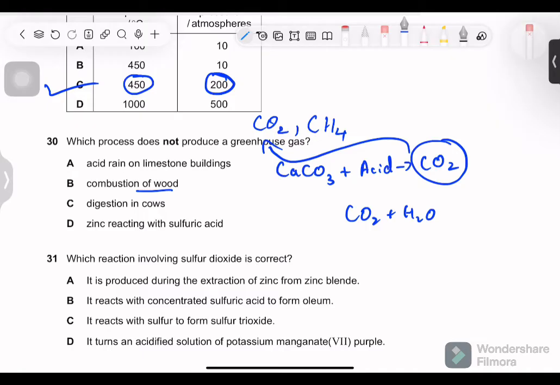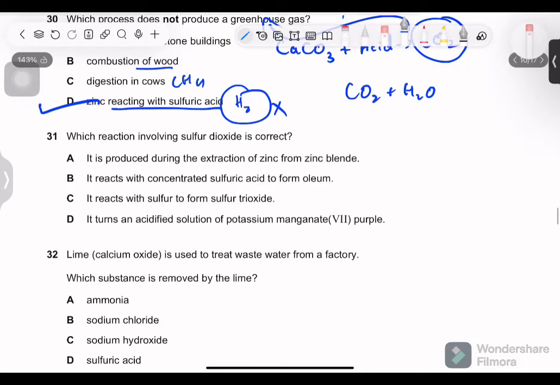So not correct. Digestion in cows produces methane, CH4. Zinc reacting with sulfuric acid: acid plus metal will produce a salt and hydrogen gas. So hydrogen gas is not a greenhouse gas. Correct. Which reaction involving sulfur dioxide is correct? It is produced during the extraction of zinc from zinc blende.